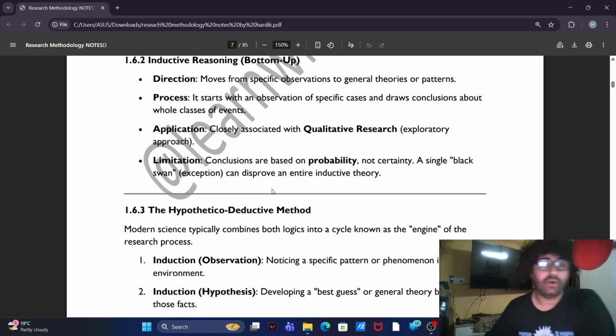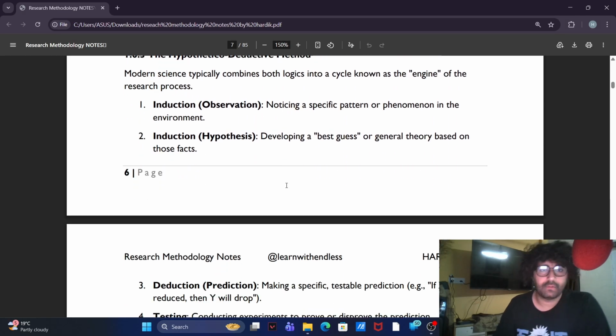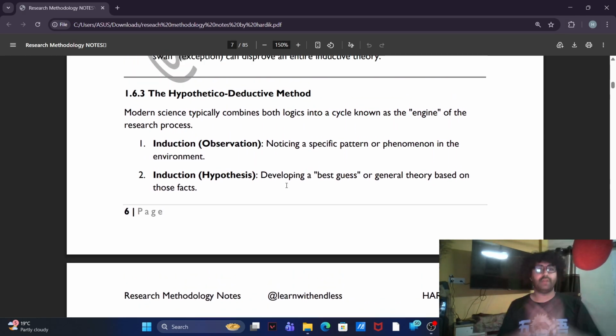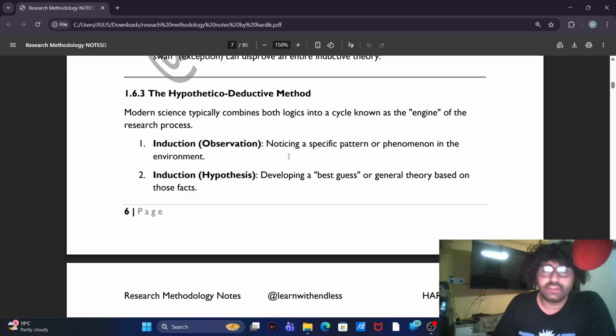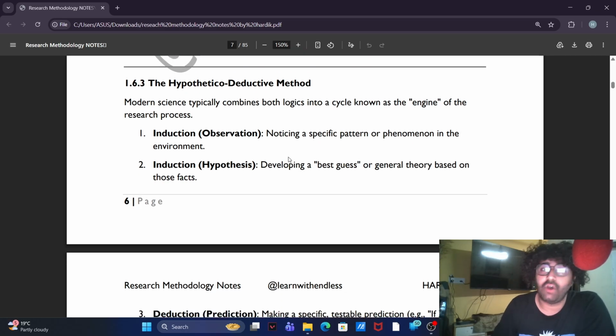Okay. Now, next topic, the hypothetico-deductive method. Modern science typically combines both logics into a cycle known as the engine of the research process.